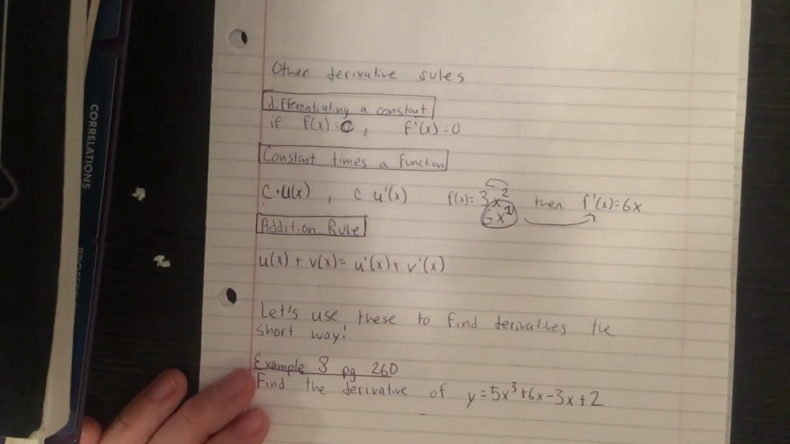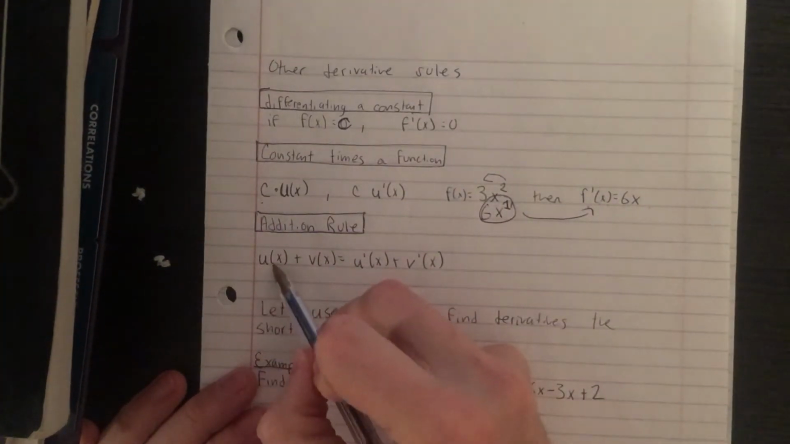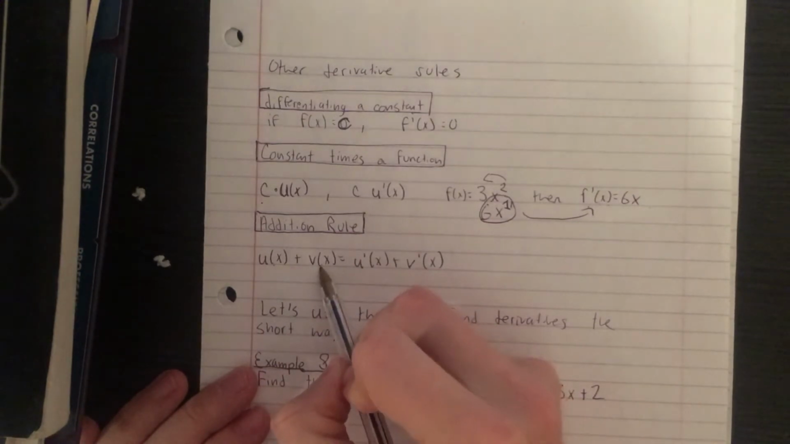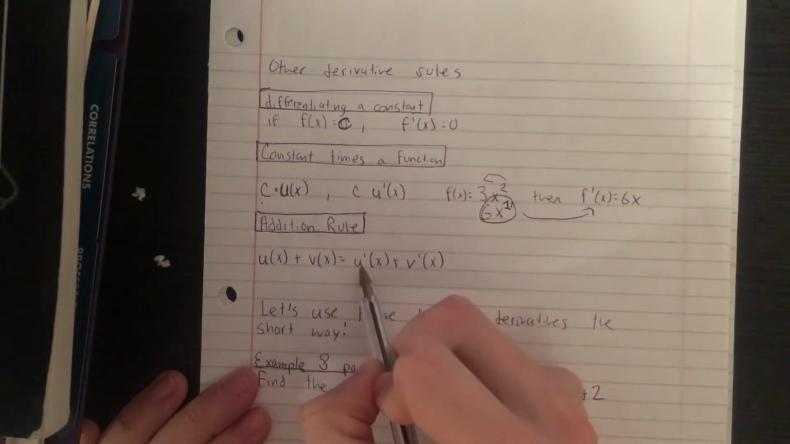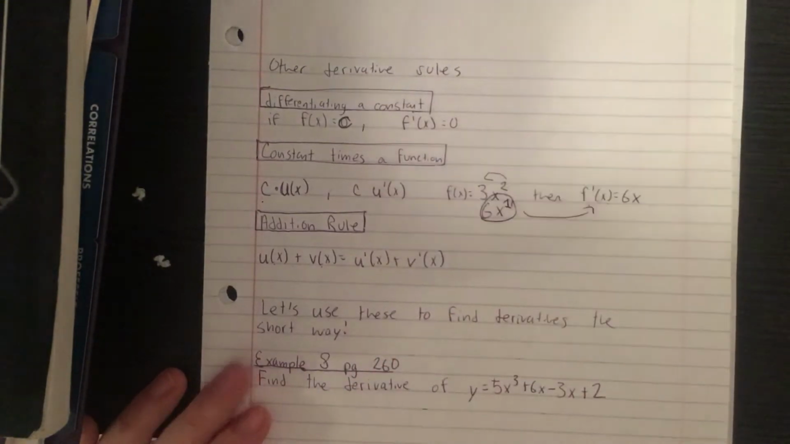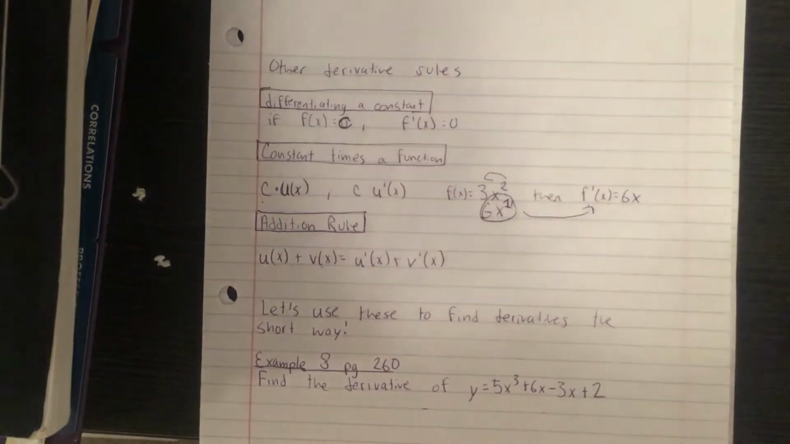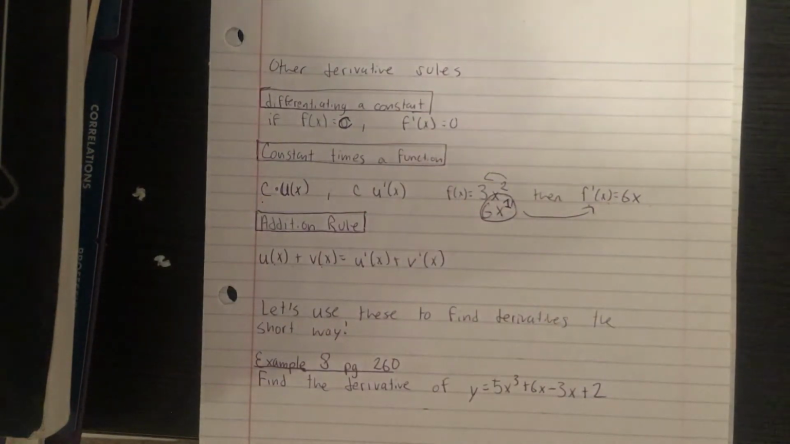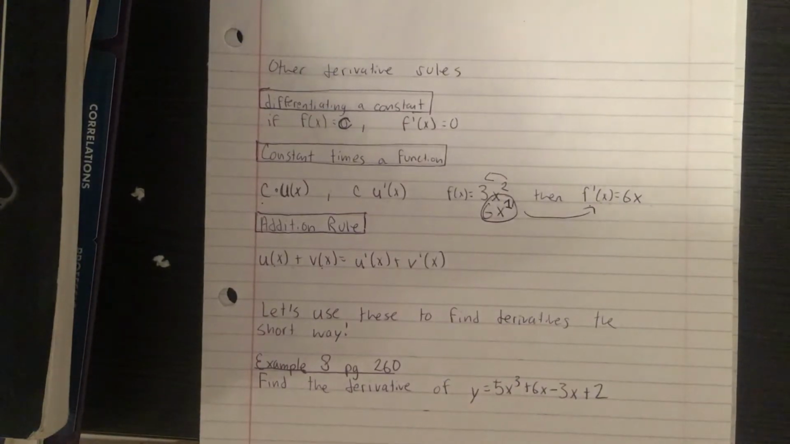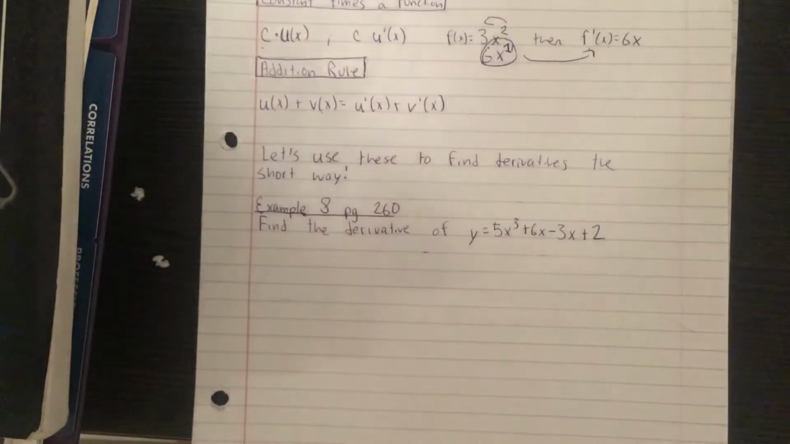Another derivative rule that we can use here is the rule that if you've got a function, something plus something, and you take the derivative of that, you just get u prime of x, the derivative of u, plus the derivative of v. And so we're going to be using these properties to take these derivatives, except now we're not going to use the long, drawn out method to do so.